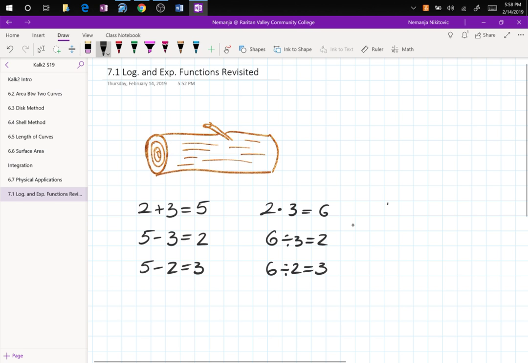And now we go and look at 2 cubed, which is equal to 8. And what is the cube root of 8? 2. And how do I retrieve 3? How do I retrieve the 3? The log. This is where it fits. The log base 2 of 8 is 3. So what is a log?